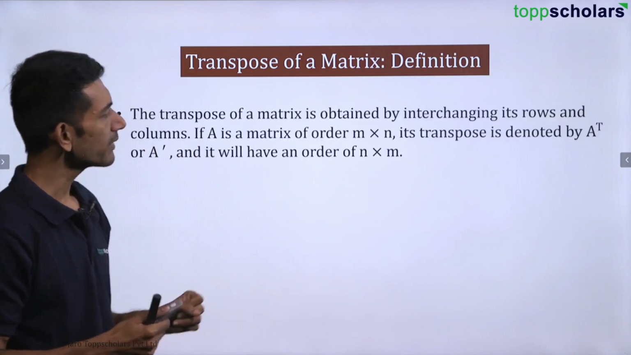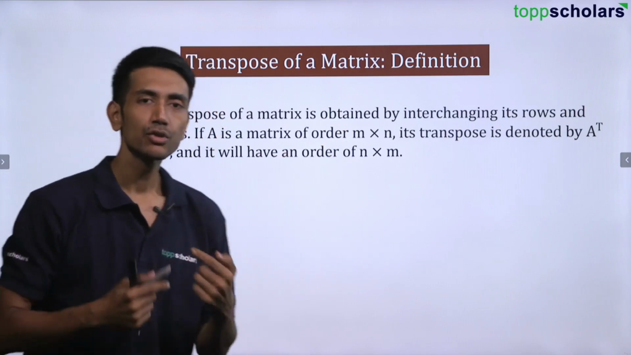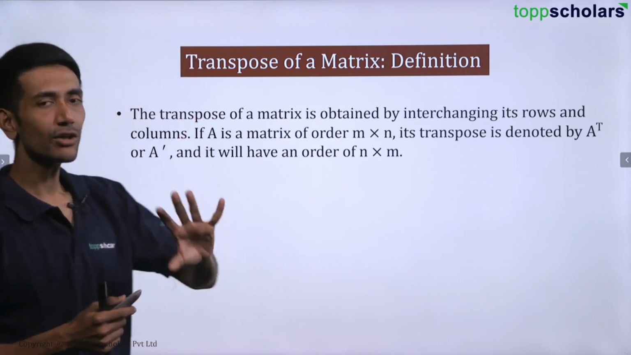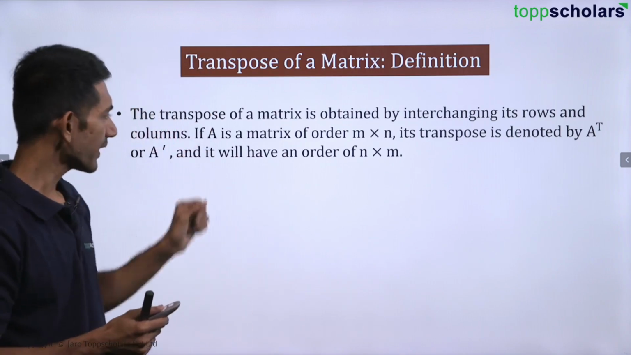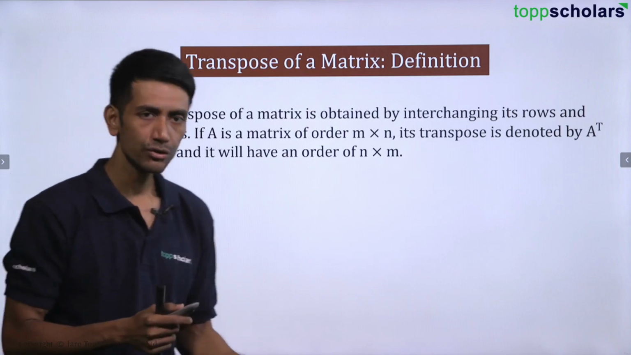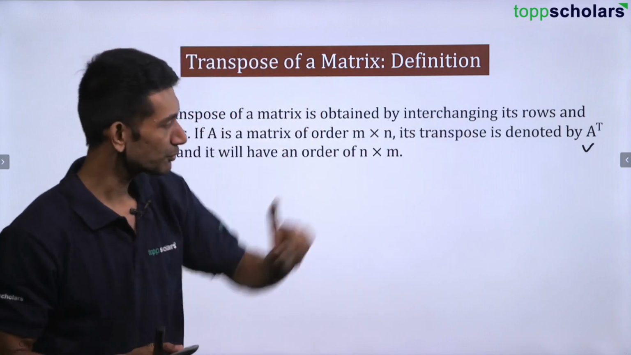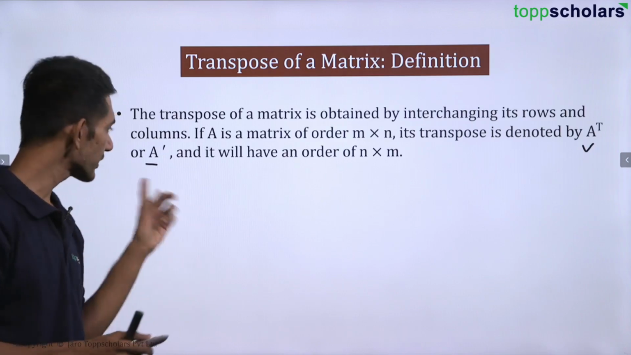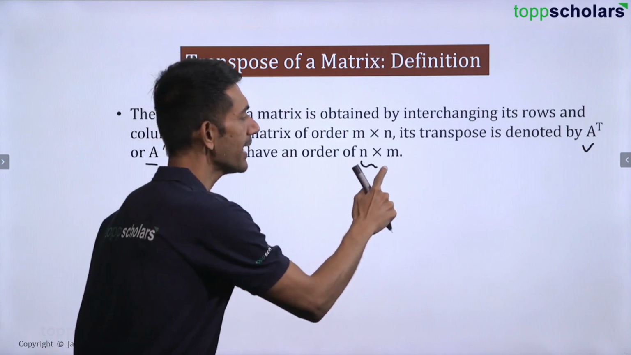Now let us talk about transpose of a matrix. The transpose of a matrix is obtained by interchanging its rows and columns. So when do we get the transpose of a matrix? When we interchange the rows and columns. Rows become columns, columns become rows. So if A is a matrix of order m cross n, its transpose is denoted by A with T at the top, that is A transpose, or simply A dash. So A dash is nothing but the transpose, and it will have the order n by m.